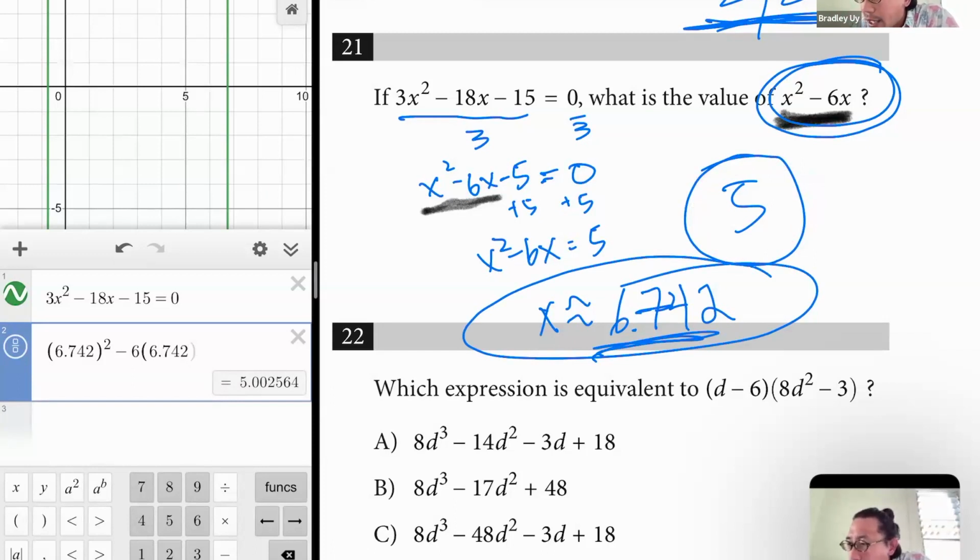The other solution for x was negative 0.742. Okay, so you could have entered that one as well. Negative, but make sure you use parentheses. Negative 0.742 minus 6 times negative 0.742, and you get the same answer. So as you can see, it doesn't matter which value of x you plug in. Evaluating the expression x squared minus 6x will, in this case, be the same. Okay. All right. Next question.